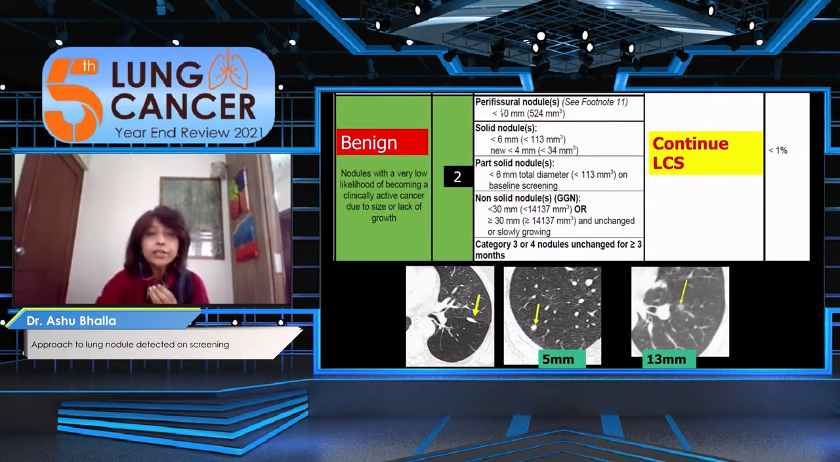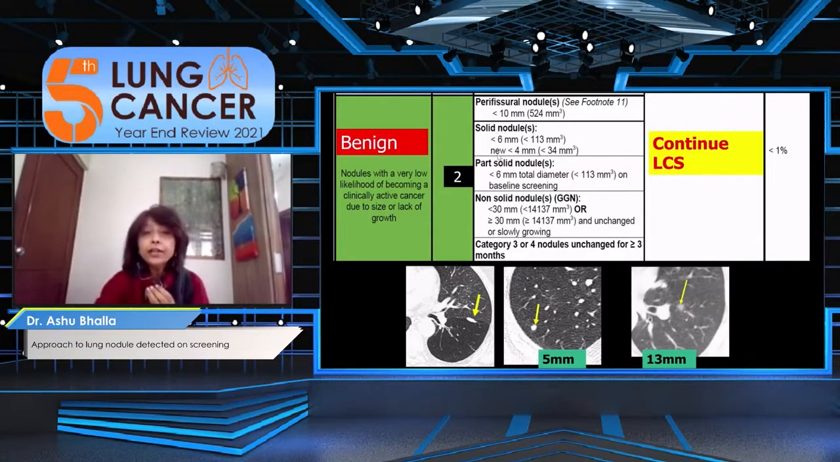There is a new entity which comes here, which is the perifissural nodule, which is often mistaken for a nodule and reported, and is actually a node. I will address a slide later on perifissural nodule, but in perifissural nodule, there is a size threshold of 10 mm, which is taken as benign, and more than that, this also becomes suspicious.